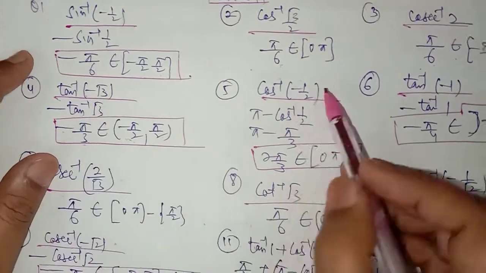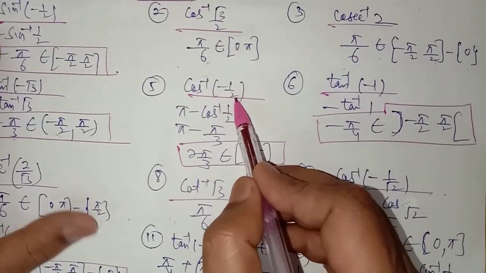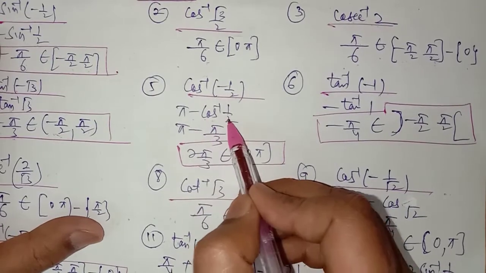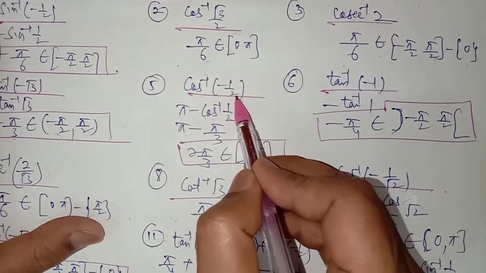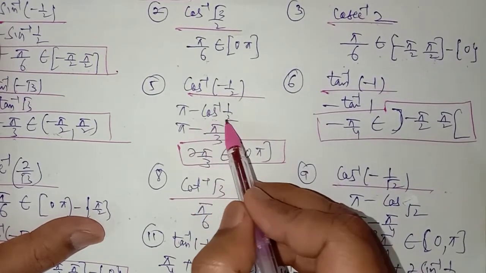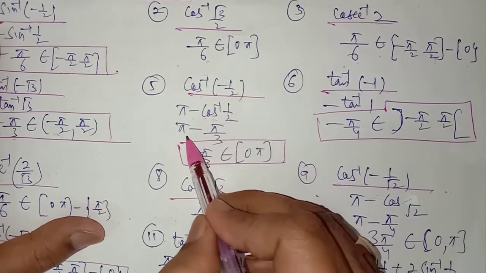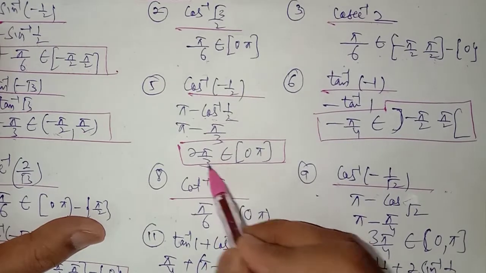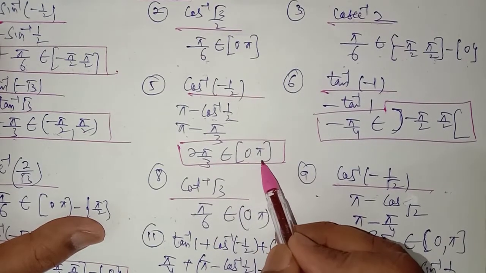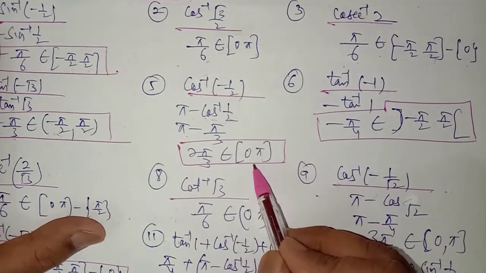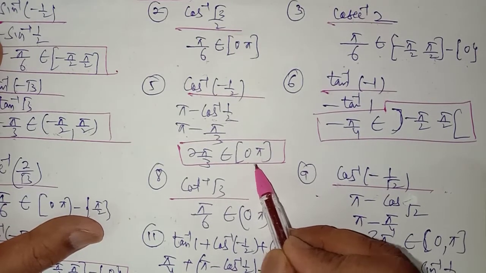Similarly, cos inverse minus x is equal to pi minus cos inverse x, and cos inverse half is equal to 60. So 180 minus 60 is equal to 120, which lies from 0 to pi, the principal value branch of the inverse cosine function.